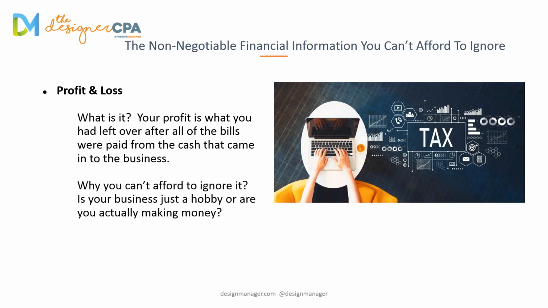Okay, the next one is the profit and loss. What is it? Your profit is what you have left over after all the bills are paid from the cash that came into the business. So we talked a little bit about profit before, and when we figure out whether or not we want to switch to an S corporation, that profit and loss is showing you that. Why you can't afford to ignore it: is your business just a hobby, or are you actually making money? A good way of looking at that is to see what your profit and loss says at the bottom of the report.